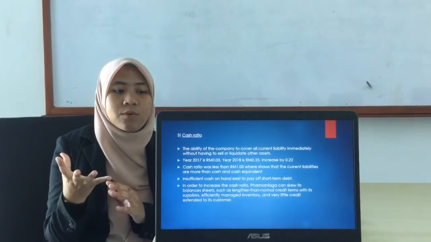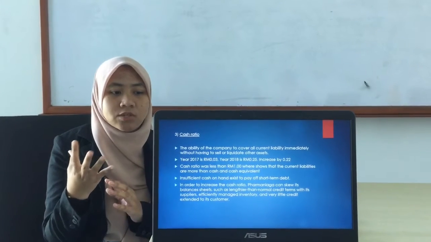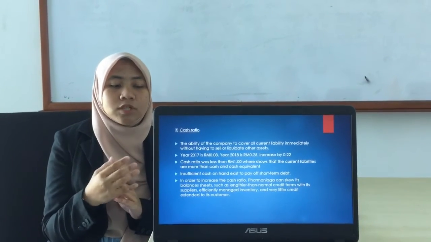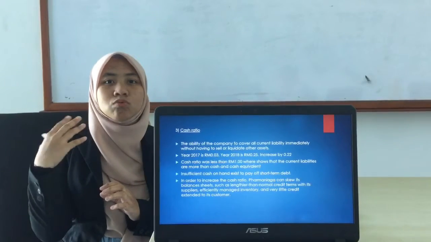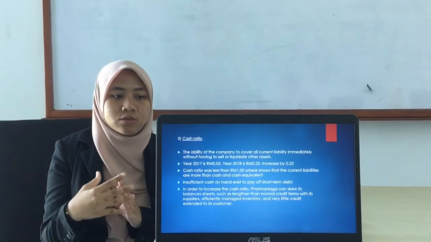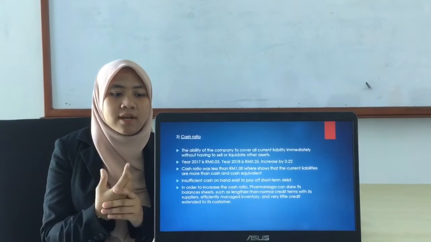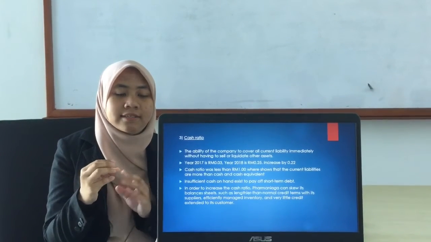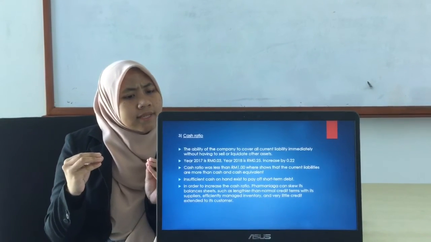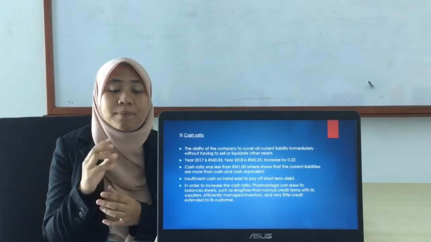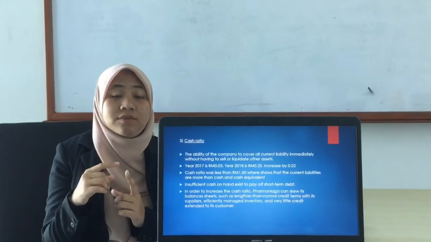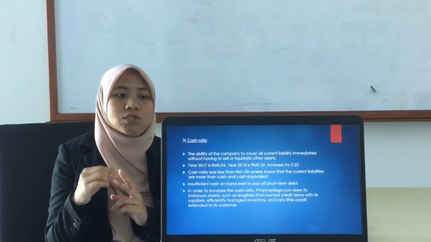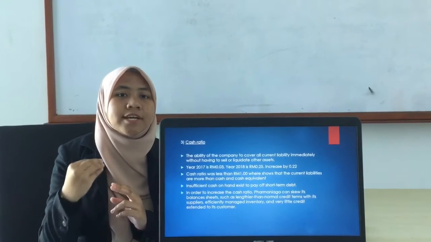When the company faces insufficient cash on hand, it will have a problem paying off short-term debt. So in order to increase their cash ratio, as our recommendation, Pharmaniaga can skew its balance sheet, such as lengthening the normal credit period with its suppliers, efficiently managing inventory, and extending very little credit to its customers.